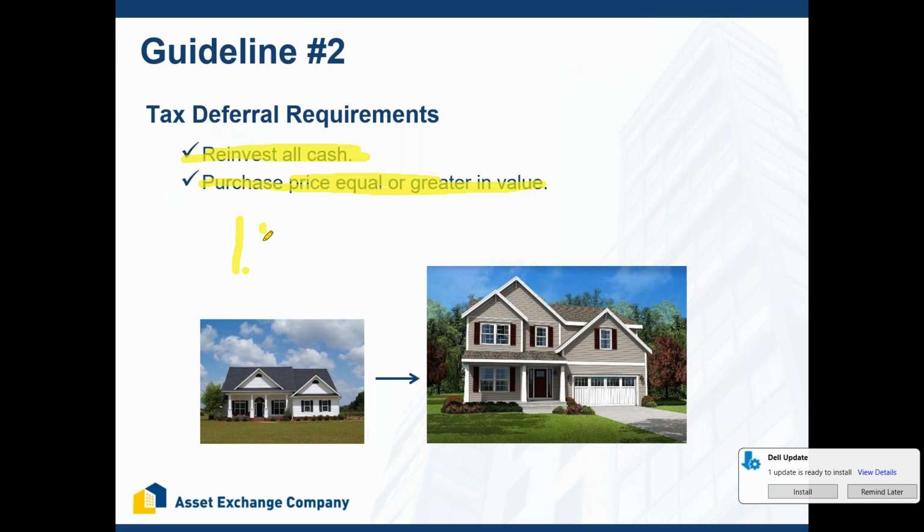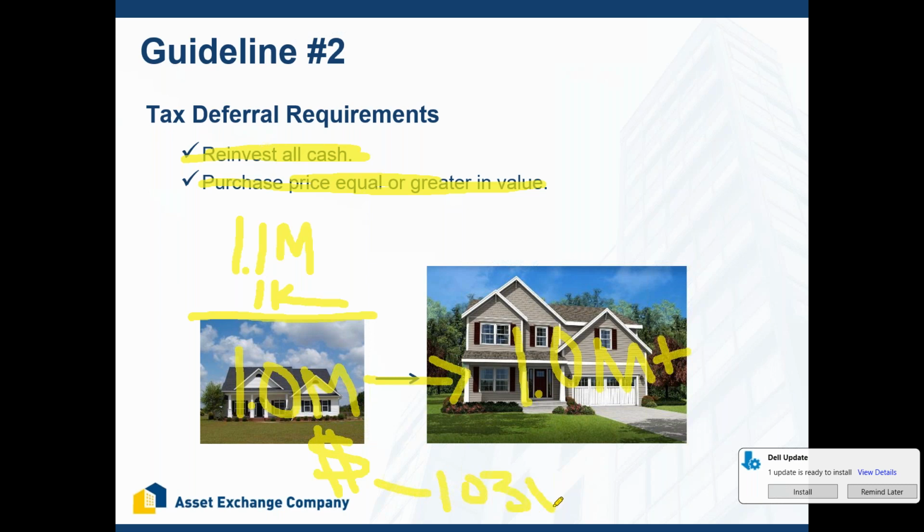You're going to sell this property over here on the left for $1.1 million. You're going to pay $100,000 in commissions and closing costs, which you can deduct. So your net sales price on this beautiful rental is $1 million. If you don't want to pay taxes in an exchange, you have to buy replacement rental or investment property for $1 million or more. All of the cash that comes out of the sale comes into the 1031 exchange account, and then you use that cash as a down payment to buy the replacement property.